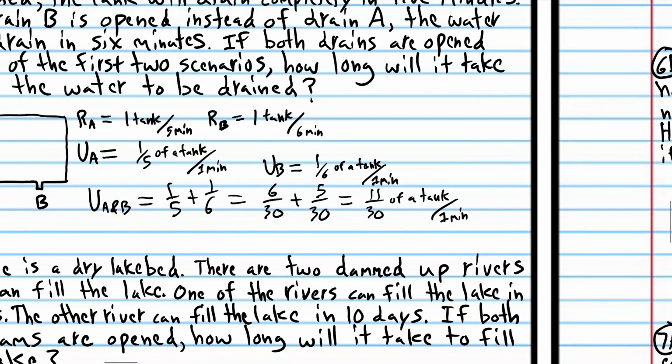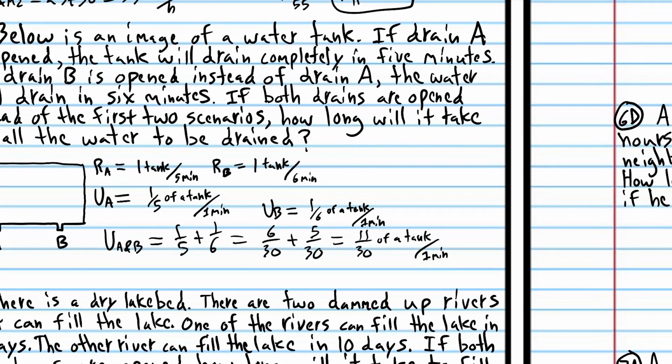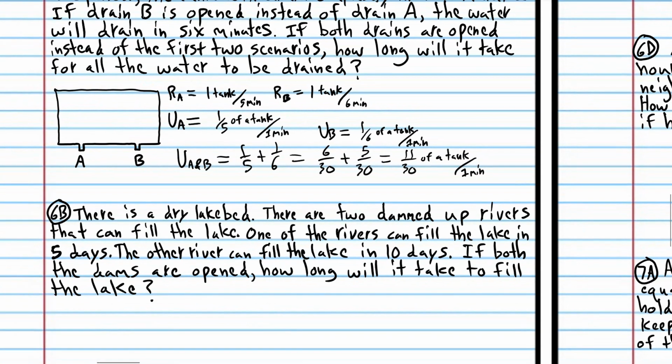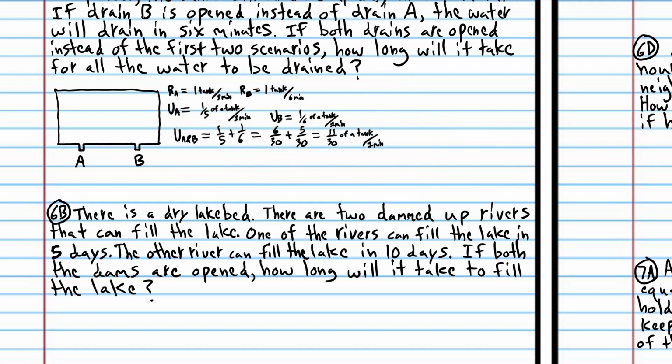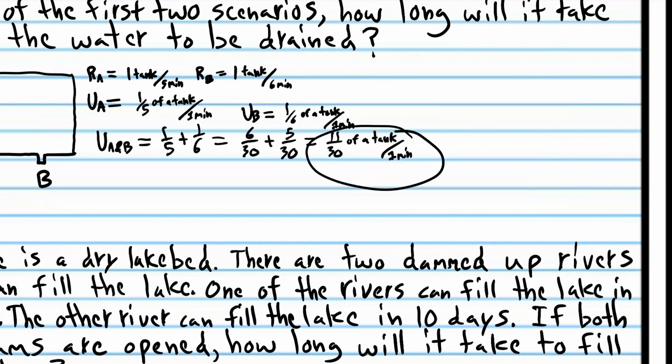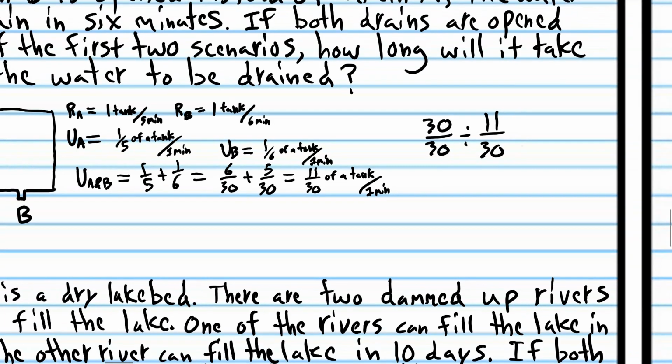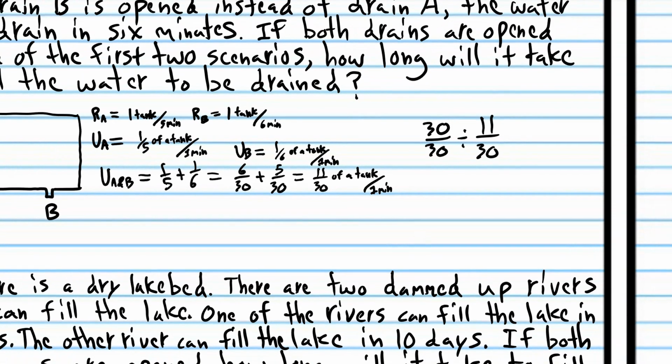So what we do is, and this is another step that is pretty difficult for people to conceptualize, but we're just trying to figure out how many times this number goes into 30/30. 30/30 is a full tank. Trying to figure out how many times 11/30 goes into 30/30. Because how many of these 1 minutes will fit into 30/30, a full tank?